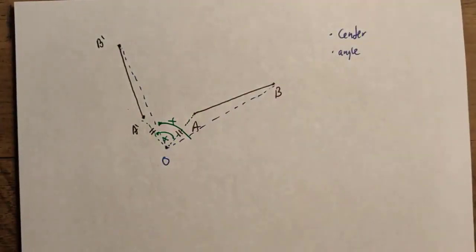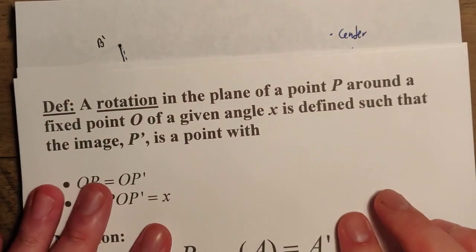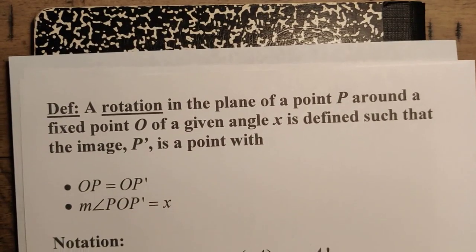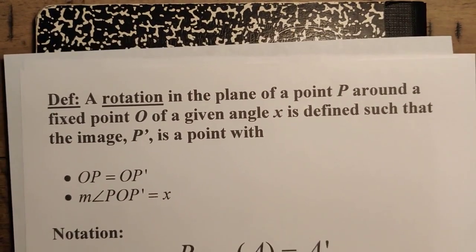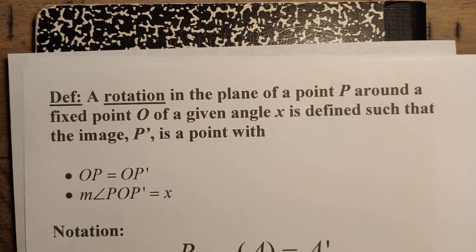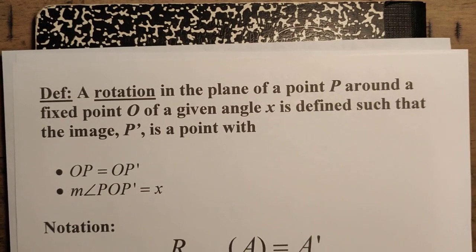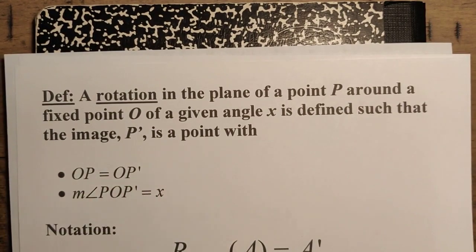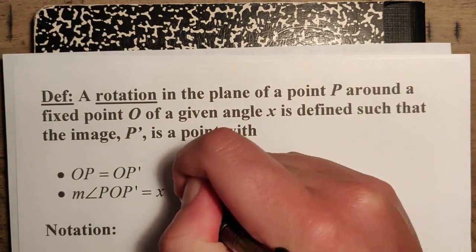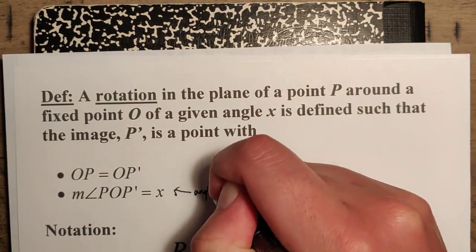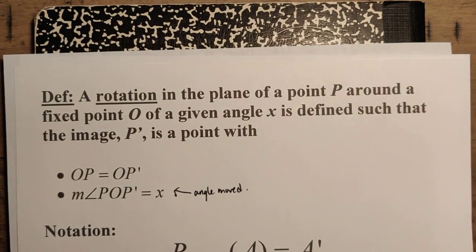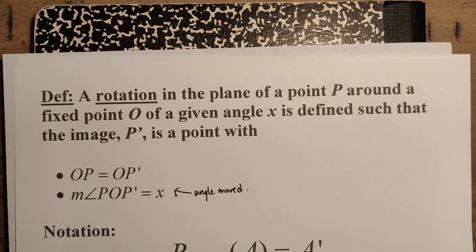That actually gives us this idea of a definition. So we can mention this definition of a rotation in the plane. A rotation in the plane of a point P around a fixed point O by a given angle X is defined so that the image P prime is a point such that, first off, we want to make sure that this angle is preserved. This represents our angle. And then OP equals OP prime means that the distance is not going to change.